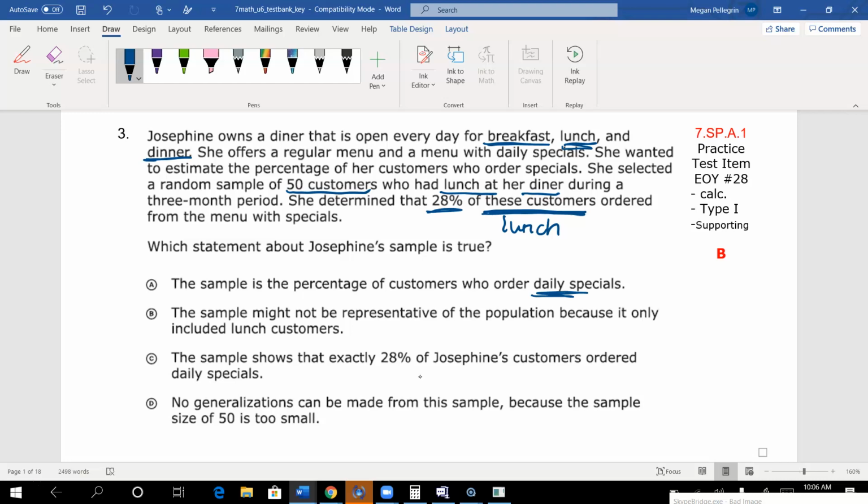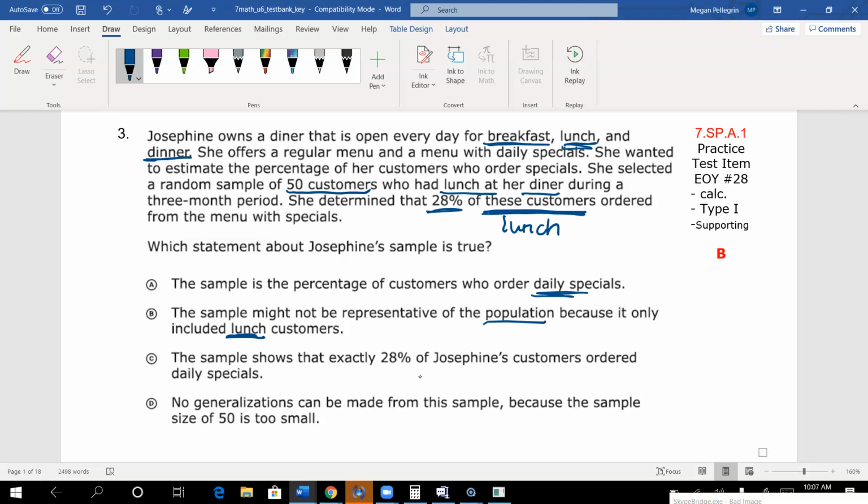B, the sample might not be representative of the population because it only included lunch customers. Okay, so not of the population because it only had those lunch customers, and she was only looking at the lunch customers who ordered her daily specials. So B sounds like the correct answer, but let's continue on. Let's check on C and D.